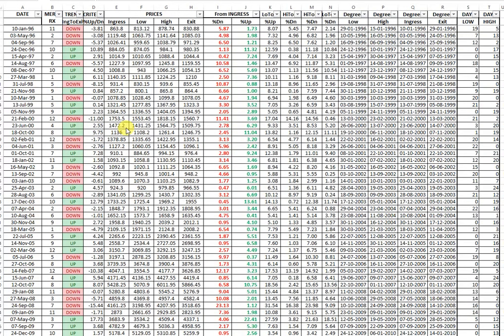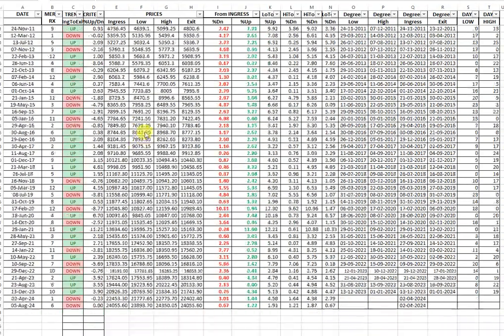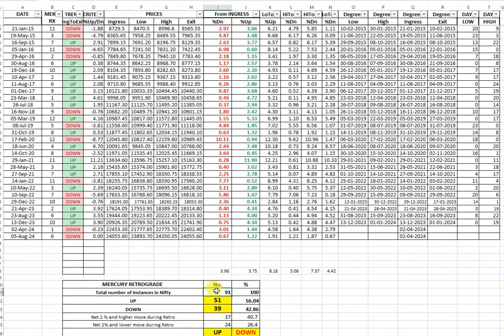So since 1996, we have data and we have a total of 91 instances, 91 times Mercury turned retrograde. In those 91 times, 51 times the market was up, which is 56%, and 39 times the market was down, which is 42.86%. And maybe in one or two instances there may have been a flattish market, so that's why it is not counting.